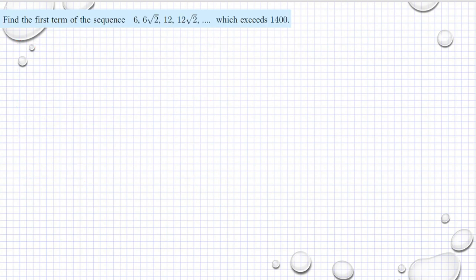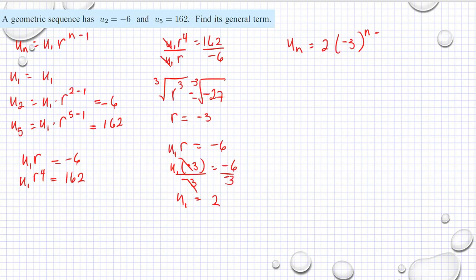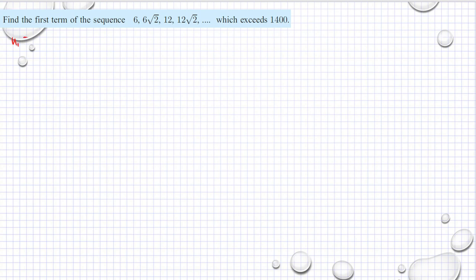Next example, we have here, find the first term of the sequence: 6, then 6 square root of 2, and so on, as you can see there. I am used to a sub 1, sorry, u sub 1. That means our r is equal to 6 square root of 2 divided by 6, that is square root of 2.